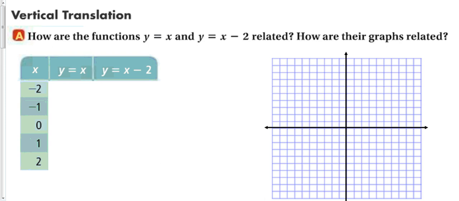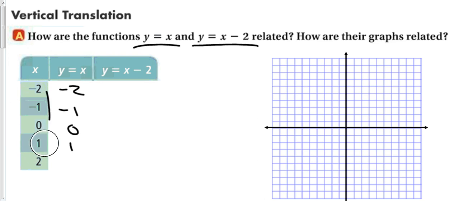So let's look at my parent function, y equals x, and y equals x minus 2. How are their graphs related? Let's first write down the data for y equals x, which would just be the same, because y is the same as x, and I have all my x values right there. Now I want to take all of those output values and subtract 2 from them. So I would get -4, -3, -2, -1, and 0.